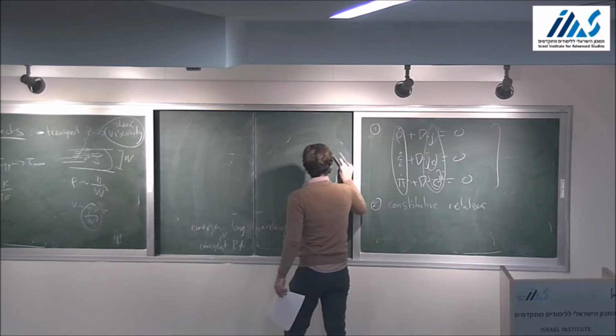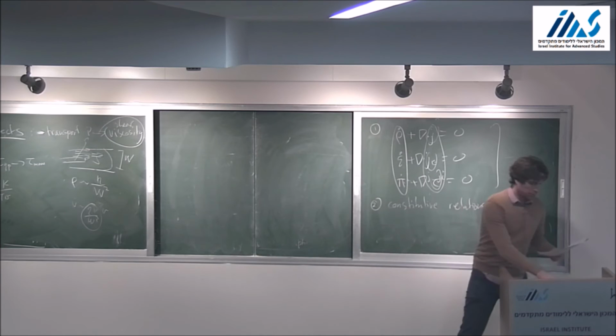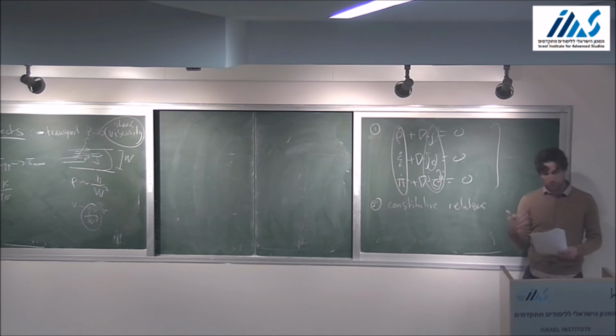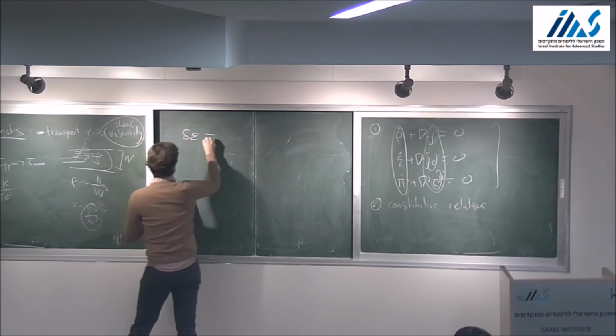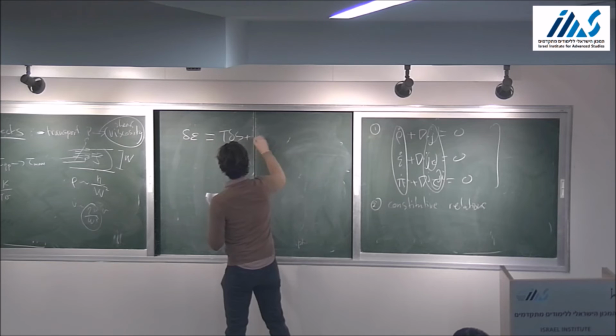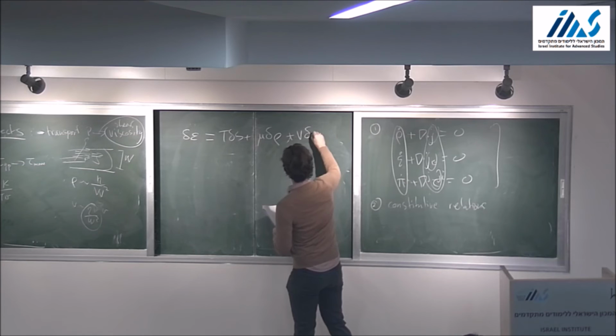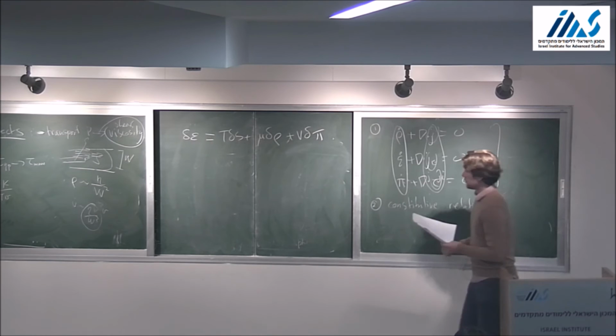So this is just to clean up the notation a little bit. Here we talk about energy, but actually it's more convenient to talk in terms of the entropy. And so these are related. A small change in the energy is, of course, T times a small change in the entropy plus the chemical potential times a small change in the charge plus the velocity times a small change in the momentum. This formula is from thermodynamics, and it's helpful because it introduces various things.